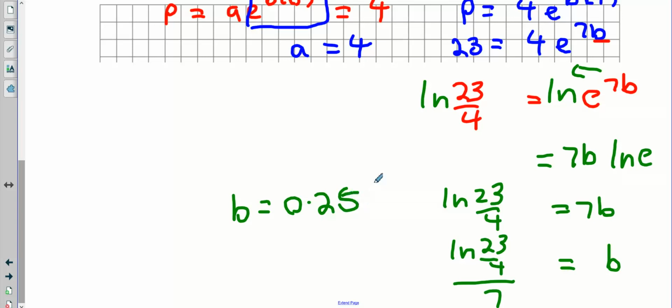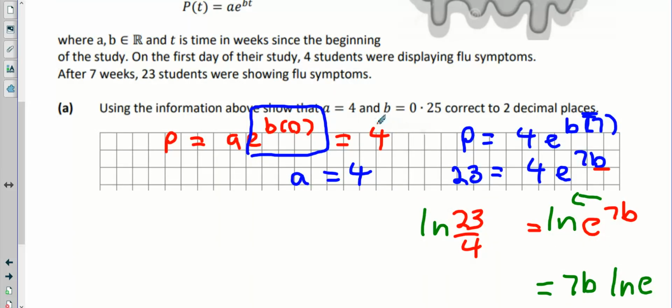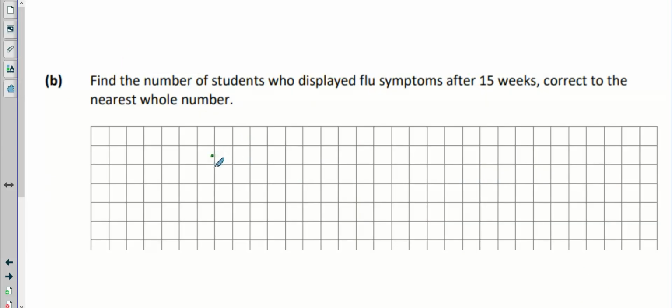0.25. Even if you got that completely wrong, are you still okay to continue? Why are you okay to continue? It says it in the question. It gives you the right answers. So you're okay to continue. Next question. Your formula is now this.